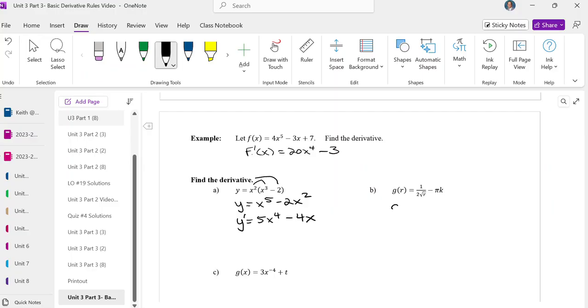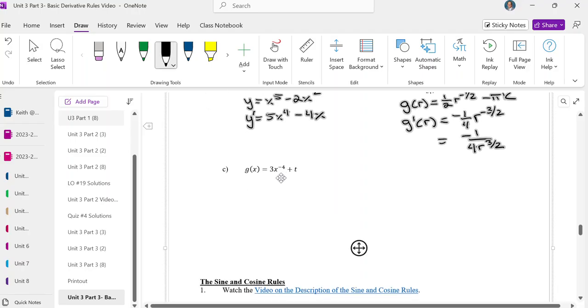Here, I would rewrite this, so it's 1/2 r to the negative 1/2 power. Then when you multiply to get the derivative, negative 1/2 times negative 1/2 is negative 1/4. Negative 1/2 minus 1 is negative 3/2. This is a constant, so it basically goes away. So then it just becomes negative 1/4 r to the 3/2.